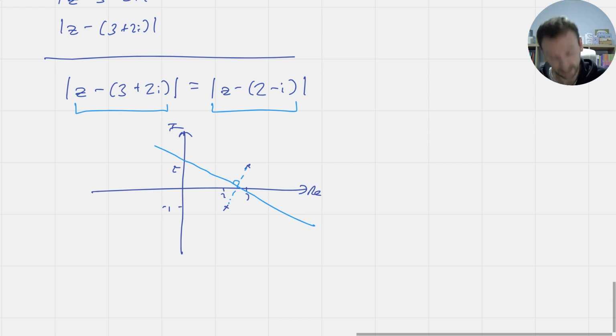So on those, same as before, make sure you've got them in the form z subtract, and then you know which 2 points you're looking at, and then you're just going to draw a line as a perpendicular bisector between the two points you've been given there. So that's the second situation where we've got a modulus on either side.